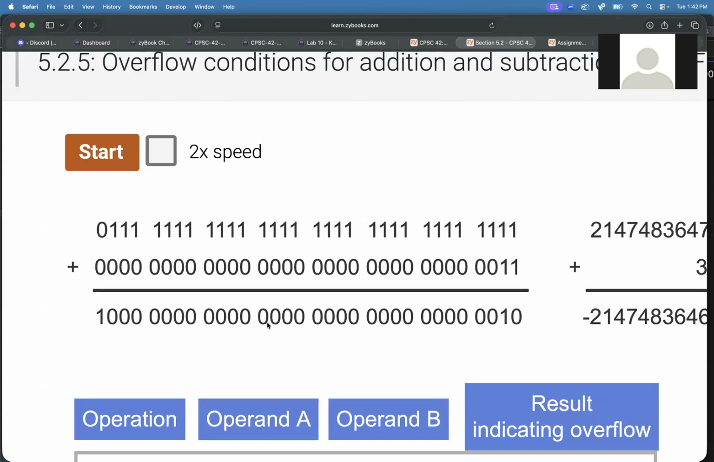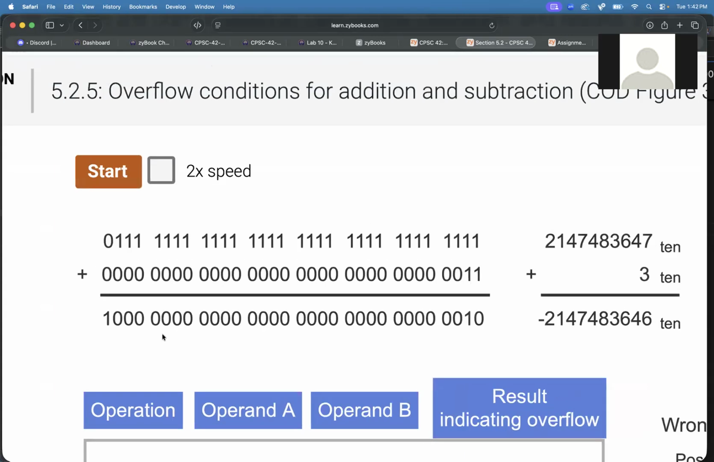So this number looks like a negative number, right? Because we know that the first bit is the sign bit, and when it's 1, we have a negative number. And so we added a positive number and somehow got a negative number. And so that's overflow.